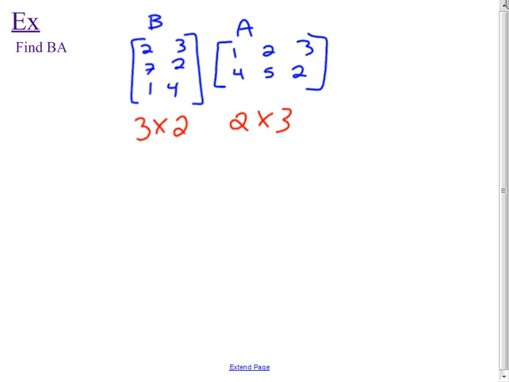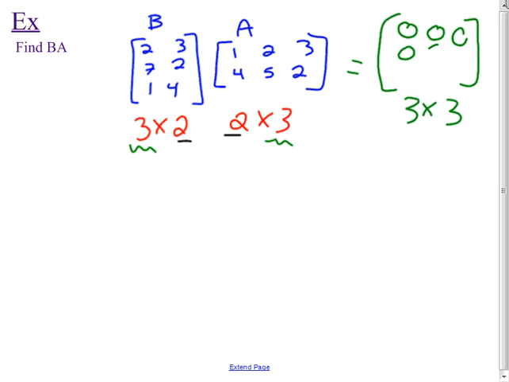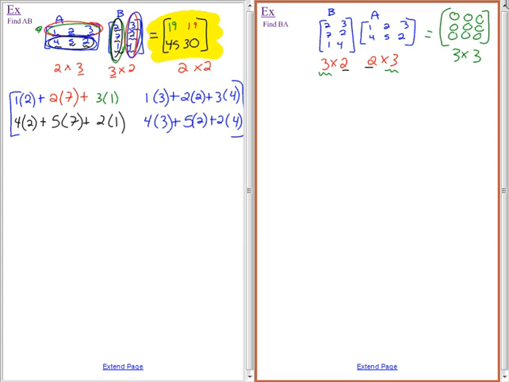Can I do it? Yes, two inside numbers are the same. Outside numbers happen to be the same as well. They don't have to be. It's just the resulting size. My resulting matrix is going to be a 3 by 3. So this matrix is going to have numbers in each of those circles. Same matrices I'm multiplying together. I'm just multiplying them in a different order.